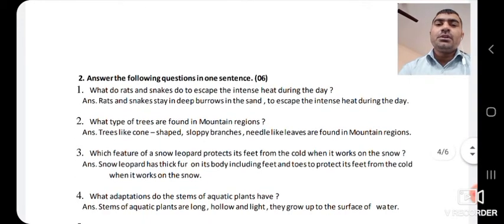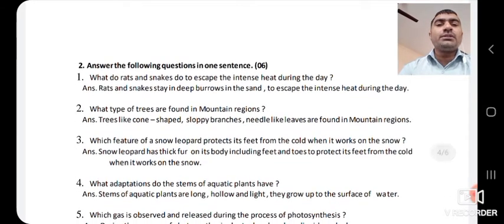The next question: what type of trees are found in mountain regions? Trees with a cone shape, sloping branches and needle-like leaves are found in mountain regions.